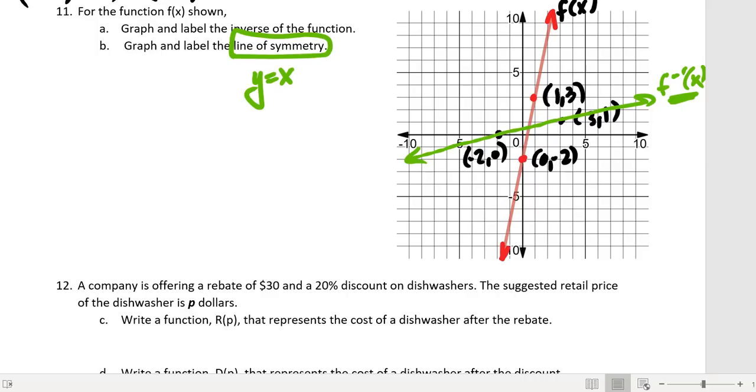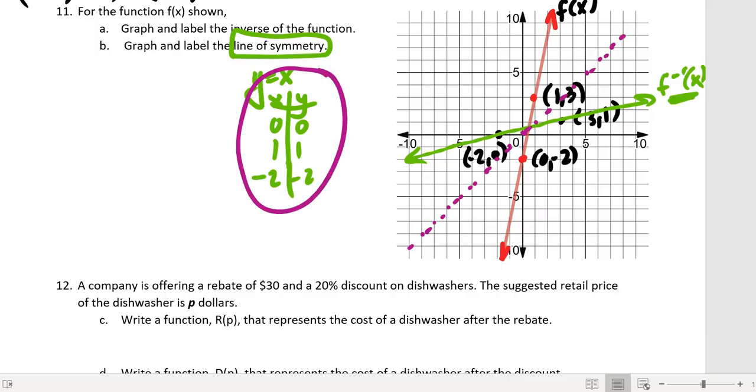So if you're having problems, this was that basic identity function that we learned at the very beginning of the semester, where if you have a 0, it's 0, and if you have a 1, it's 1, and if you have a negative 2, it's negative 2. Whatever x is, y is. So I graph these points right here, and that's my y is equal to x, and that is my line of symmetry. You can see I labeled it nice and clear, so there's no confusion.